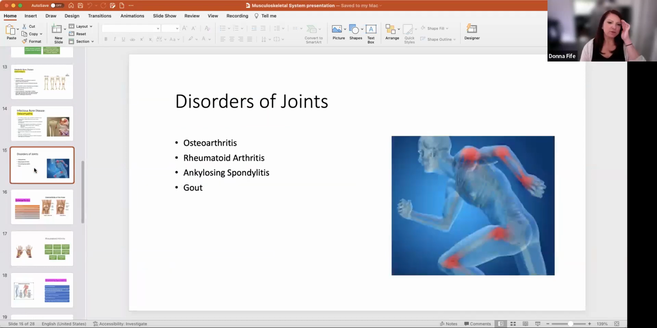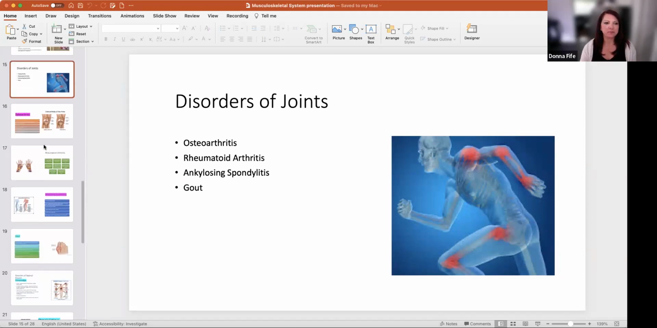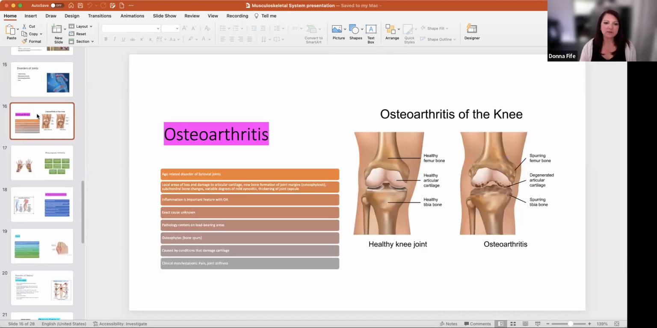All right, let's look at some disorders of the joints. We're going to go over osteoarthritis, rheumatoid arthritis, ankylosing spondylitis, and gout. Osteoarthritis is an age-related disorder of the synovial joints. Features include local areas of loss or damage to articular cartilage, new bone formation at joint margins, osteophytosis, subchondral bone changes, and varying degrees of mild synovitis and thickening of the joint capsule.